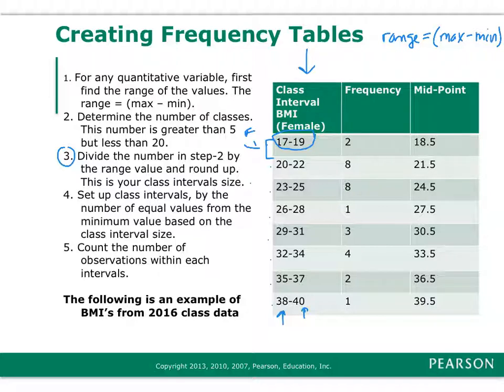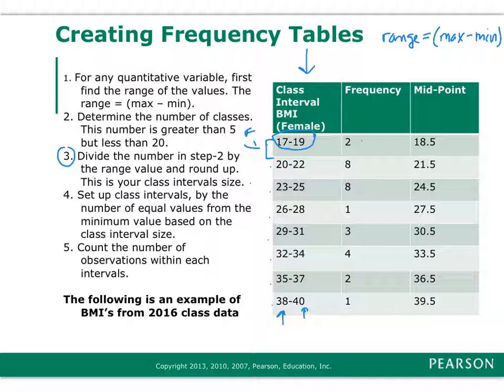Once we have the class intervals, we then count the number of students, in this case, that have the BMI within the class interval range. And so in this case, there were 2 students that had a BMI between 17 and 19. There were 8 that had a BMI between 20 and 22, and so on.